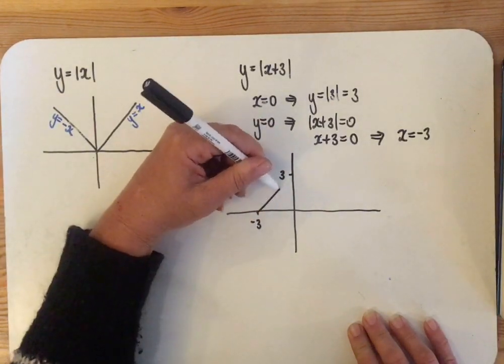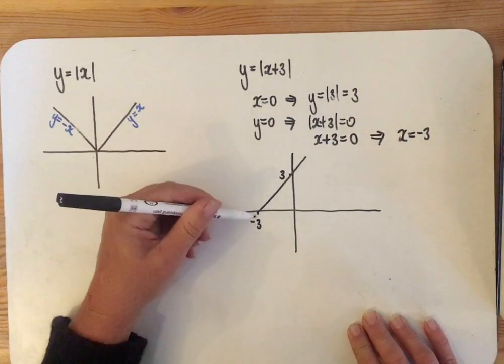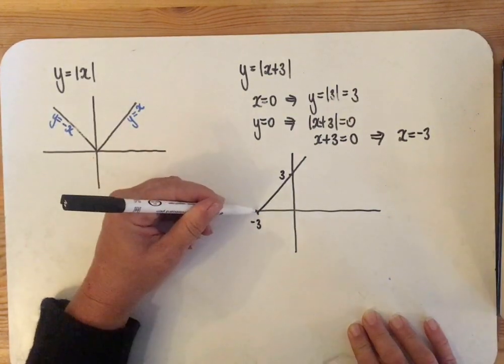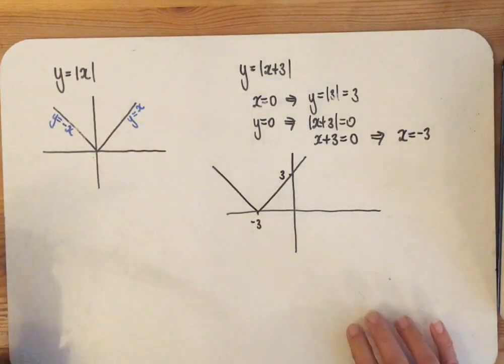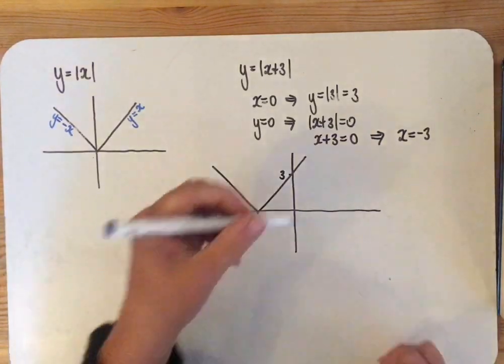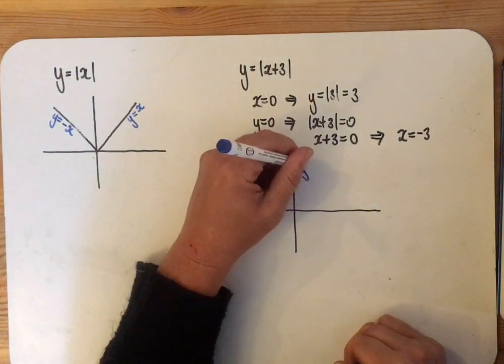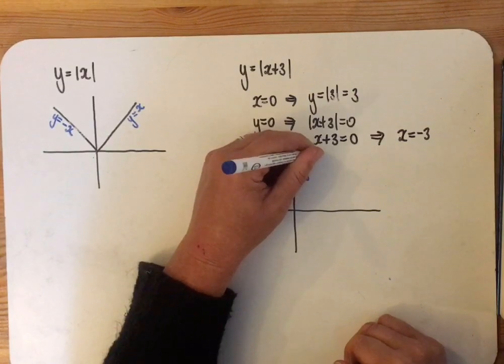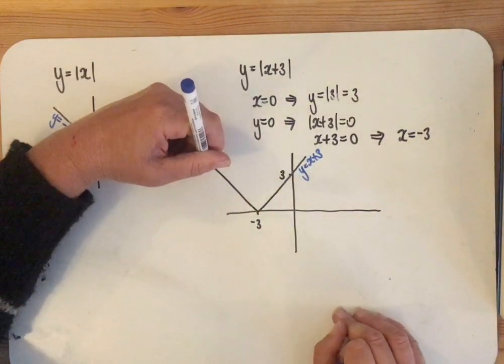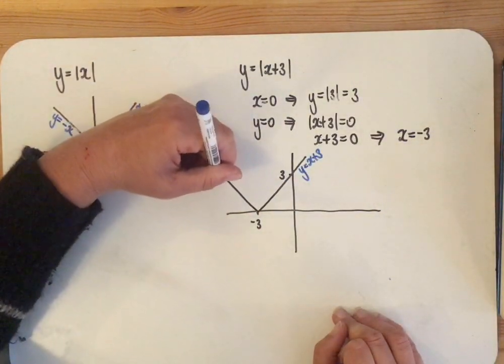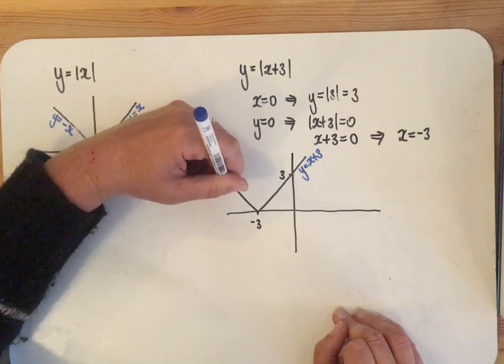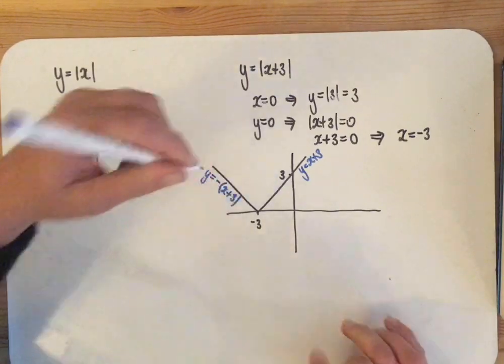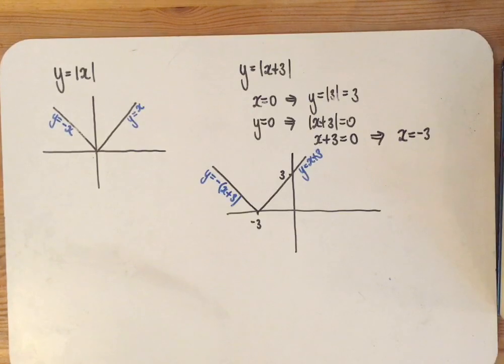And again, this gets reflected. It would have come down there. It gets reflected up in the x-axis. Equations of the line segments. So this bit here is y equals x plus 3. This bit here is y equals minus brackets x plus 3, or minus x minus 3, but we'll leave it like that.